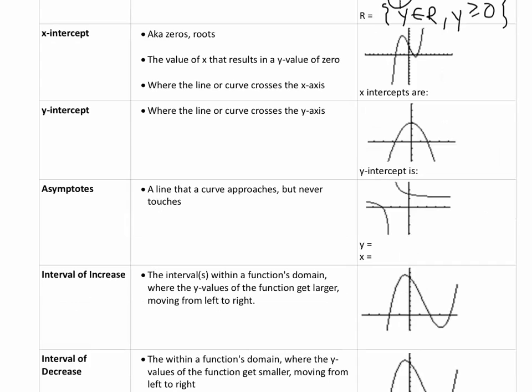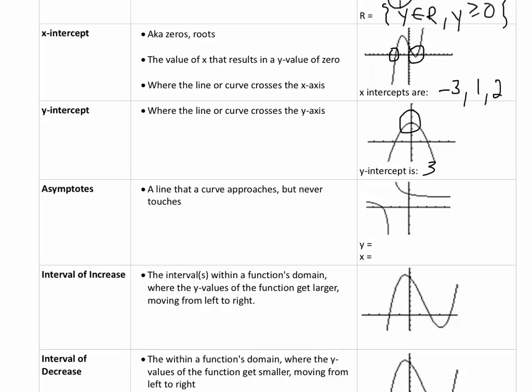The x-intercept is also called either the zeros or the roots. It is the value of x that results in a y value of 0. Or it is where the line or the curve crosses the x-axis. In this example here, again, a little bit hard to read, but the x-intercepts happen at -3 and then at +1 and +2. The y-intercept is where the line or curve crosses the y-axis. In our example here, this would be at +3.